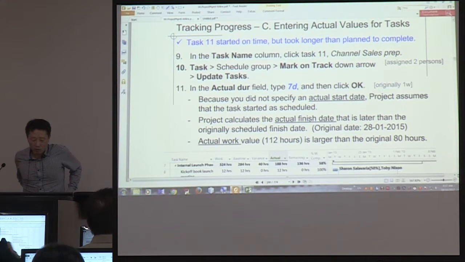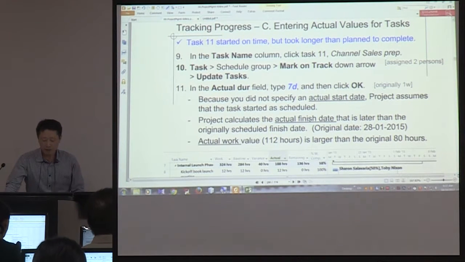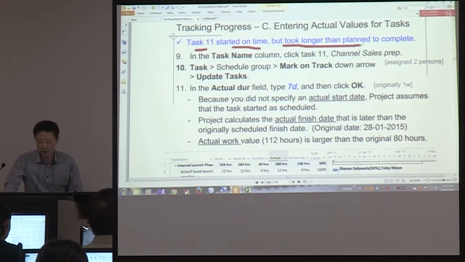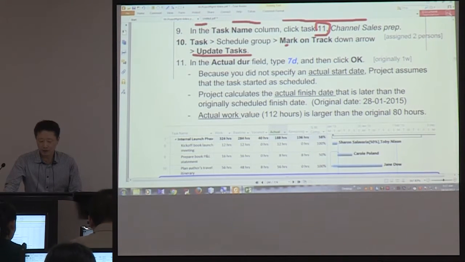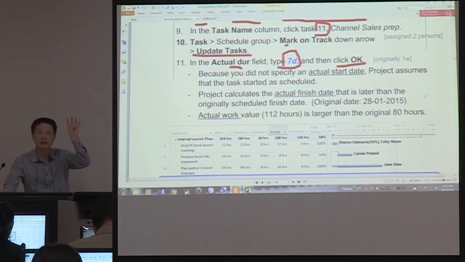Okay, we'll do one more data entering for this level. We will do task 11, which started on time but took longer than planned to complete. So go to task 11, select task 11, and use update task once again. In the actual duration, type 7 day and click OK. Previously, you entered the actual start date and finish date, but this time you are just entering 7 day only.